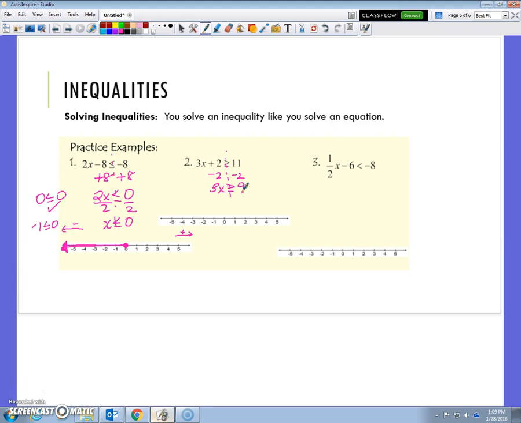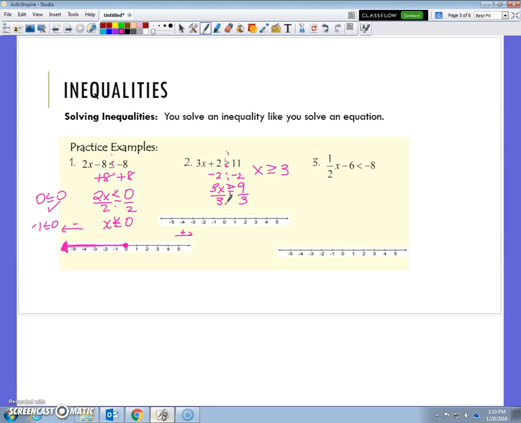So we're getting closer to the solution. I saw addition, the inverse is subtraction. And now I'm going to do division because I see that 3 times x I want to undo. So x must be greater than or equal to 3. Notice how I didn't change the sign. It stayed the same, and I just use that as my new equal sign.